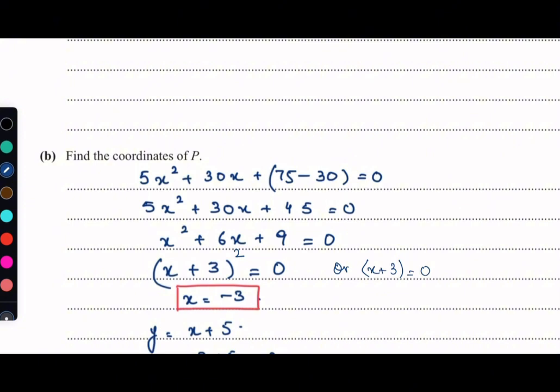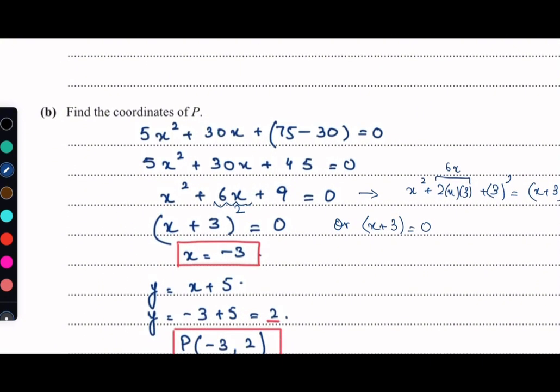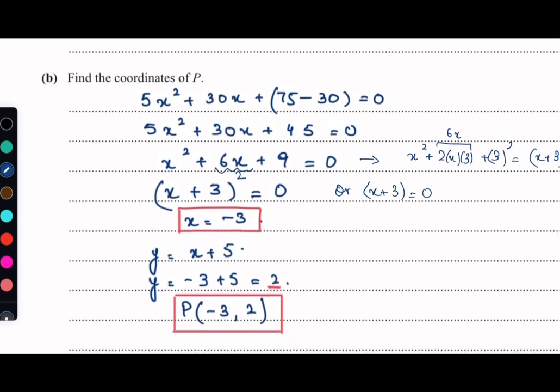For further explanation of this step, what I'm saying is that this is x squared plus 9 written as 3 the whole square, and here it could be 2 times x times 3, which is 6x, which I already have as the middle term over here. Therefore, this can be written as x plus 3 the whole square. So the x value comes out to be negative 3. Plug it in the y equation, which was x plus 5, and I get the y value as minus 3 plus 5, which is 2. Therefore, the point where the curve and the line were intersecting each other is negative 3, 2 here. Again, a simple explanation it was.